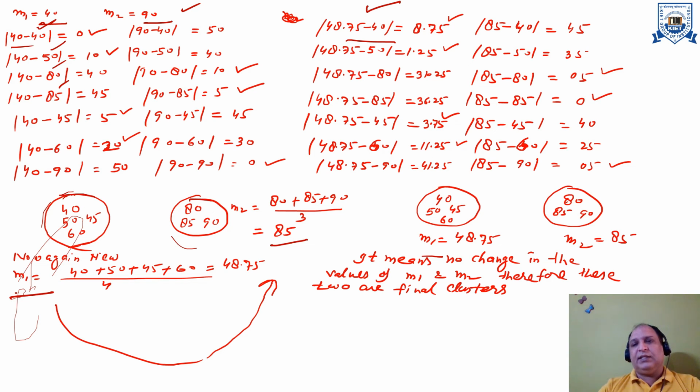So it means that these two means are the same as we got earlier. So that's why this process will stop here, because we are getting the same mean. It means that there is no change in the values of the clusters. So in this way we are dividing the given data into 2 groups.